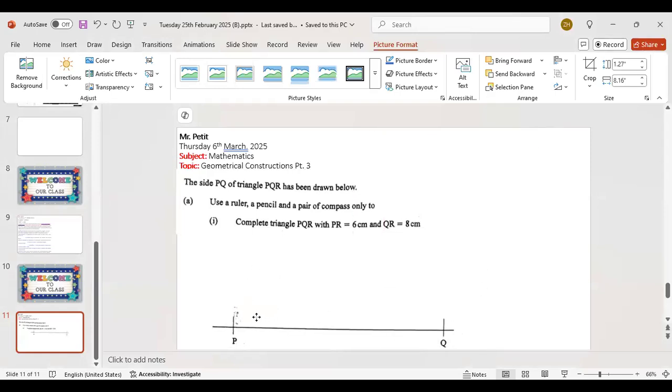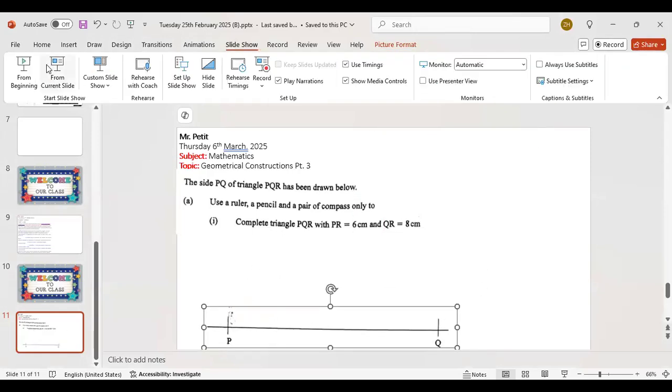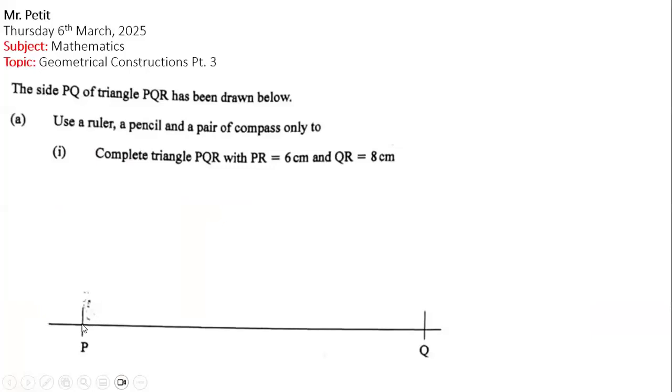So you have a question like this. We were given the line segment PQ, and we have to figure out PR. Sorry, no, they told us PR is 6 centimeters and QR is 8 centimeters. They gave us PQ. Let's say that PQ is 7 centimeters. Our base is 7 centimeters in length. And PR is 6 centimeters and QR is 8 centimeters.